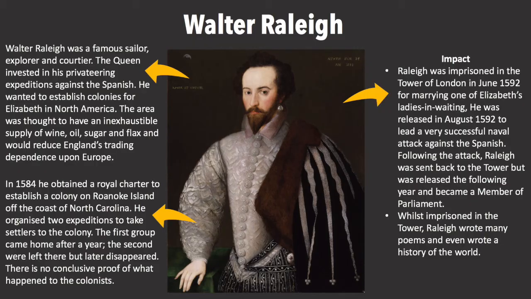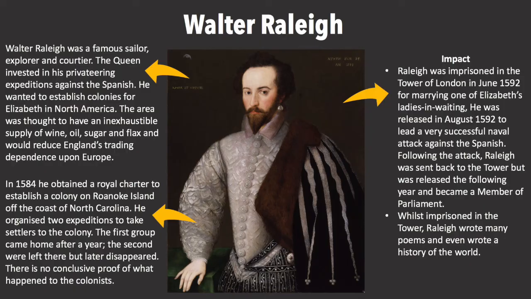He organized 2 expeditions to take settlers to the colony. The first group came home after a year. The second were left there, but later disappeared. There is no conclusive proof of what happened to the colonists.